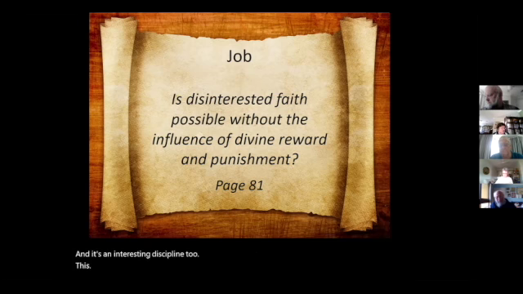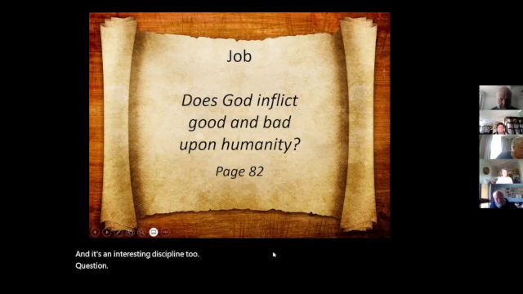So I'm going to ask you all a question just to think about now. It's on the top of page 82. Would you still have faith without the promise of eternal life as a Christian? I mean, this isn't an issue for Job because there is no eternal life in the Old Testament. But is it an issue for Christians? Would you still have faith without the promise of eternal life?